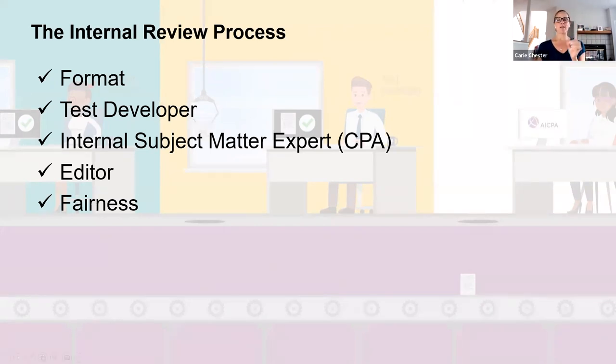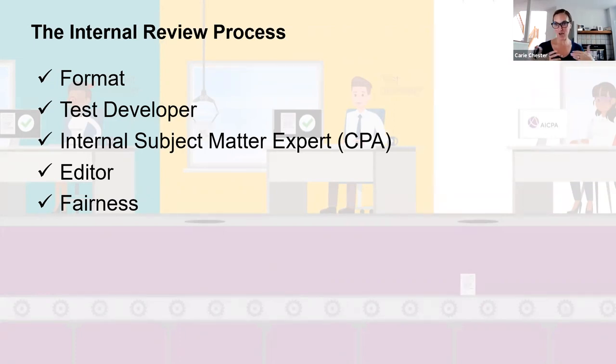The internal subject matter expert, the CPA in the middle, it's not the exact order, but the middle one in the checkmark, they're looking at it to make sure there's one correct answer, three plausible distractors, or three plausible incorrect answers. The referencing is right. The skill level is appropriate for the topic that they've written the item to. Everything. So they look at all of this for the content-specific stuff. I mean, they look at the grammar as well, because, you know, they know what they're doing, but their main charge here is to make sure that content is correct. Format, test developer, editor, fairness.